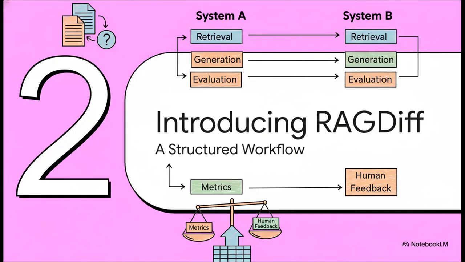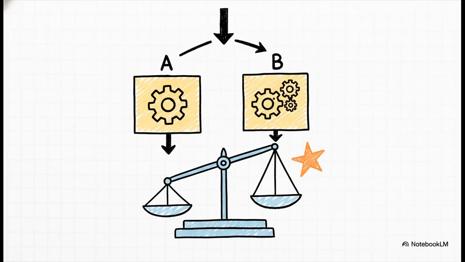And this is where RAGDiff steps in. It's designed to bring a structured and, most importantly, reproducible workflow to cut right through all that mess. Let's break down how it does it. Honestly, the best way to get your head around RAGDiff is to think of it like A/B testing, but built from the ground up just for RAG systems. You can take two different configurations, put them in a ring, and let them fight it out in a totally controlled environment to see which one is the real champion.